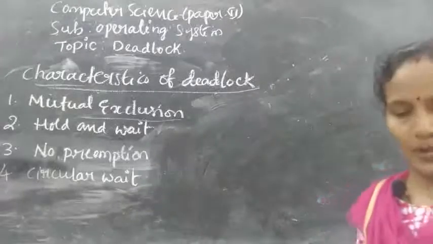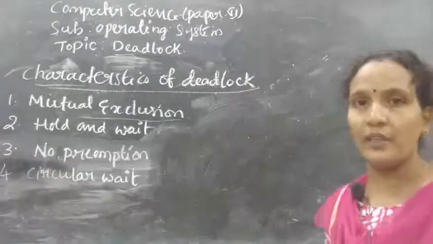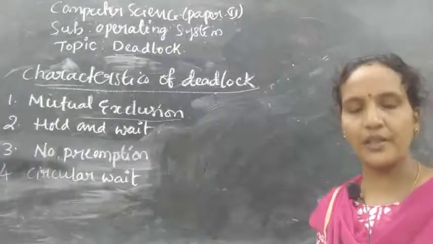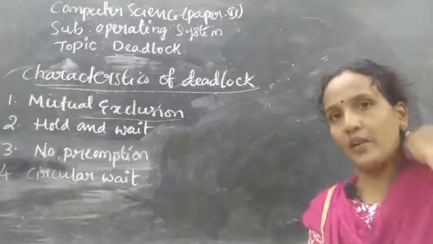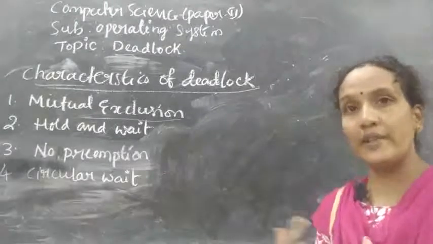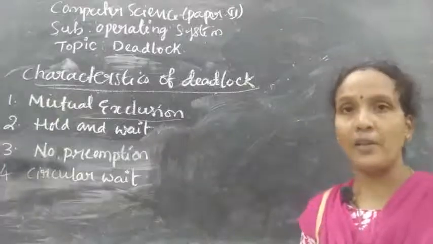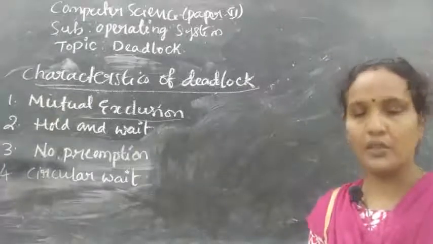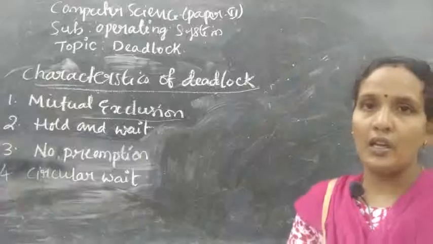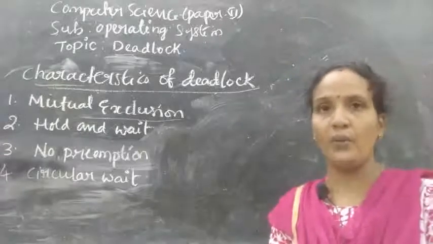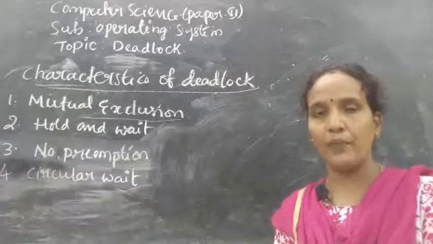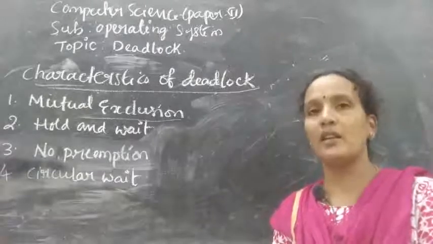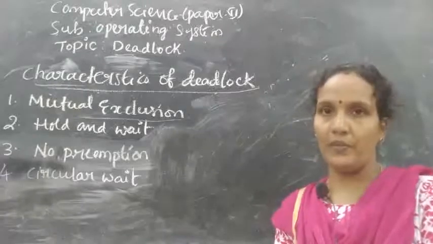Here, what does no preemption mean? Preemption I have already explained. It means one process is executing, and another process is requesting with a higher priority. Then, if the resource is released, that is called preemption. But if we are following non-preemption, then the requesting process needs to wait for a long time. That situation is called no preemption.